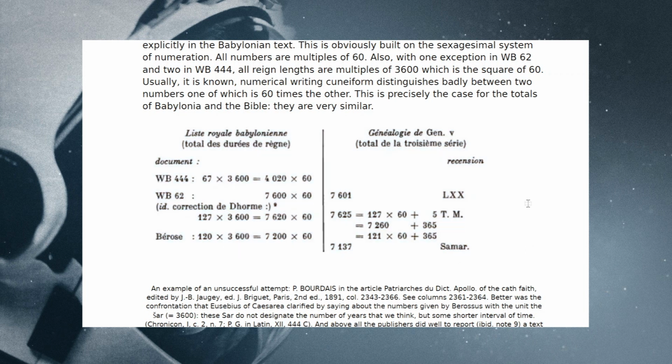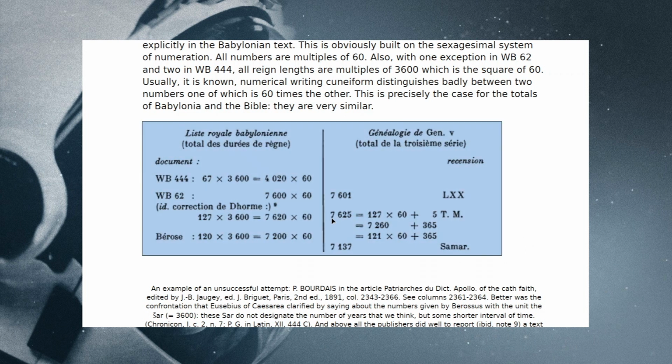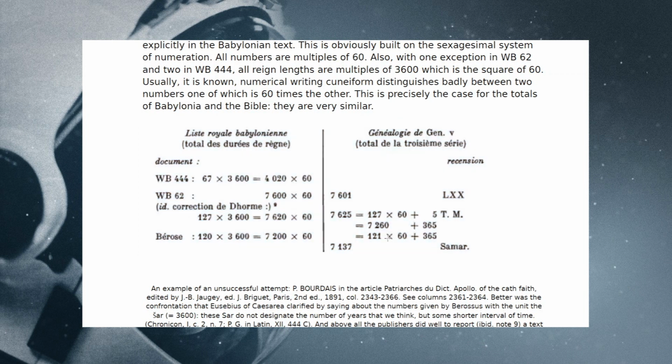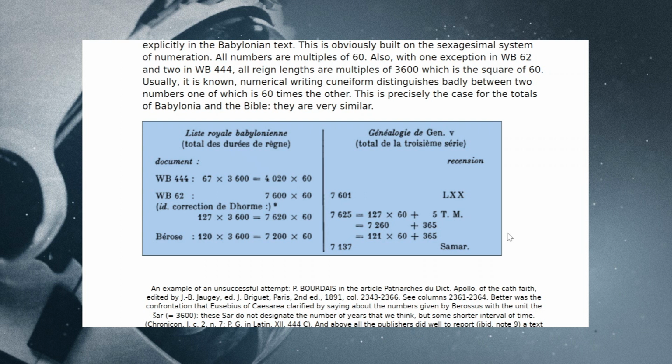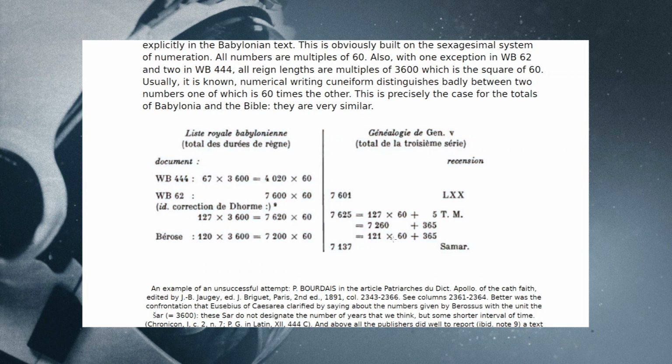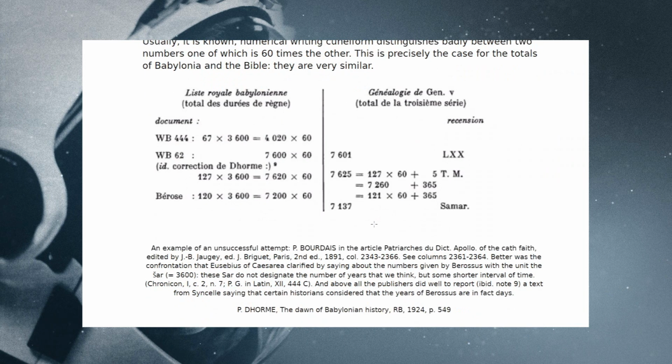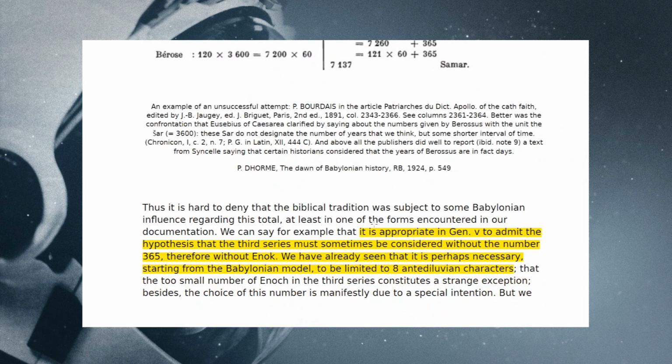The Masoretic text, this is the ages of all the patriarchs added together. You get 7,625, and he gives you how you would get to that. 127 times 60 plus 5. This one's the most notable. 121 times 60 plus 365 gives us our total there. So you have both the base of 60 as well as the solar year embedded in this number of all the patriarchs added together. And we'll look at this again in kind of a chart form. So again, if this isn't perfectly clear yet, it'll start becoming clear as we continue to move forward.